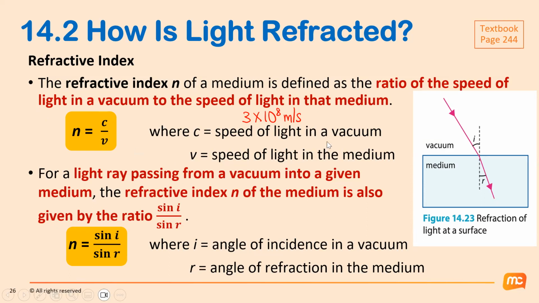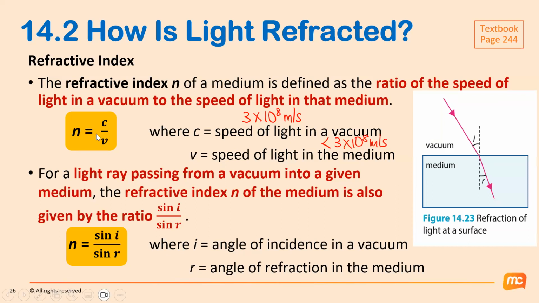The second one, C over V. V is the speed of light in the other medium that you're interested in. In this medium, the speed of light will definitely be less than 3 times 10 to the power 8 meters per second. It will slow down. Slow down by how many times? That will give you the refractive index of the medium. We'll give you examples later on. For now, you just memorize the formula.